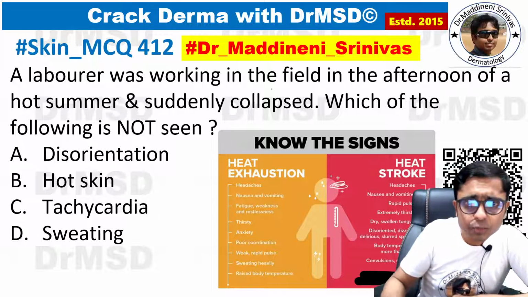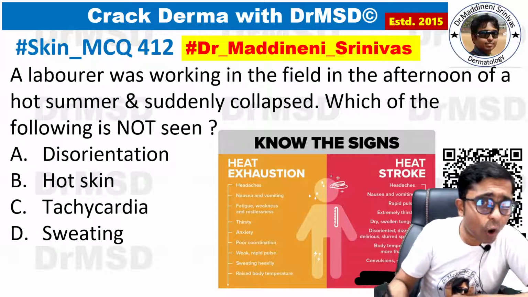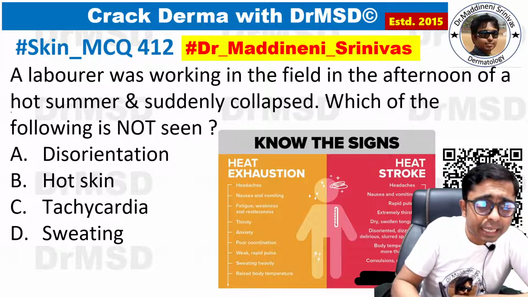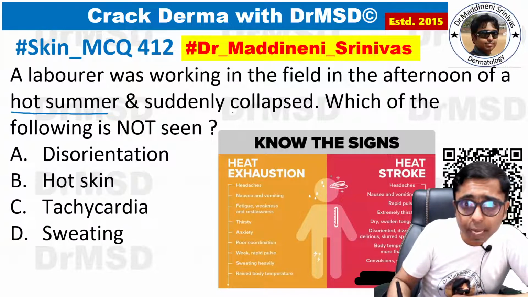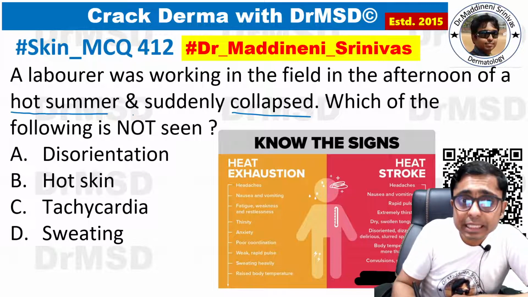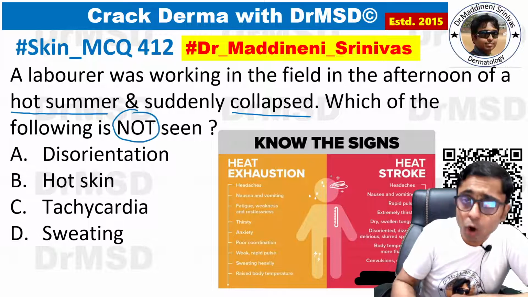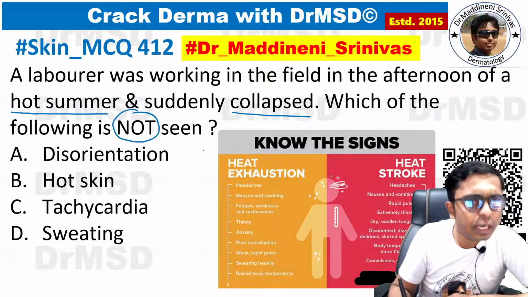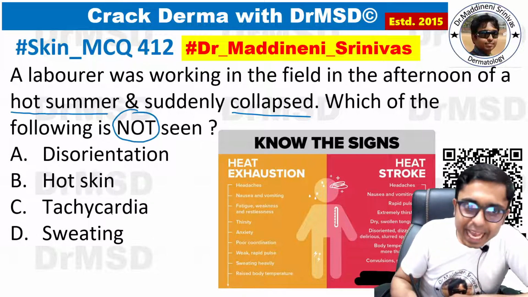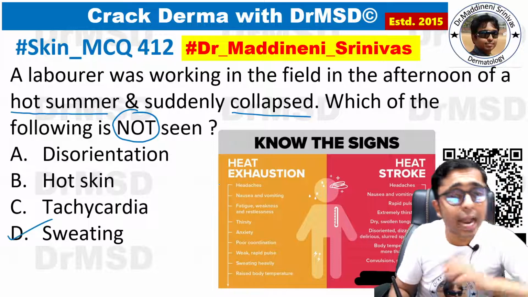Question: a laborer was working in the field in the afternoon of a hot summer and suddenly this person collapsed. Which of the following is not seen? So you need to identify which of them is not associated with this condition, and if you have marked option D as the answer, that is sweating, then you are absolutely right.